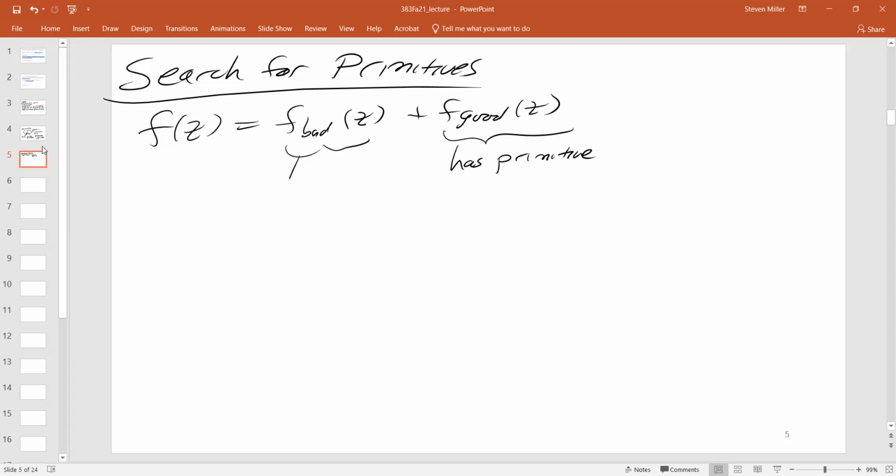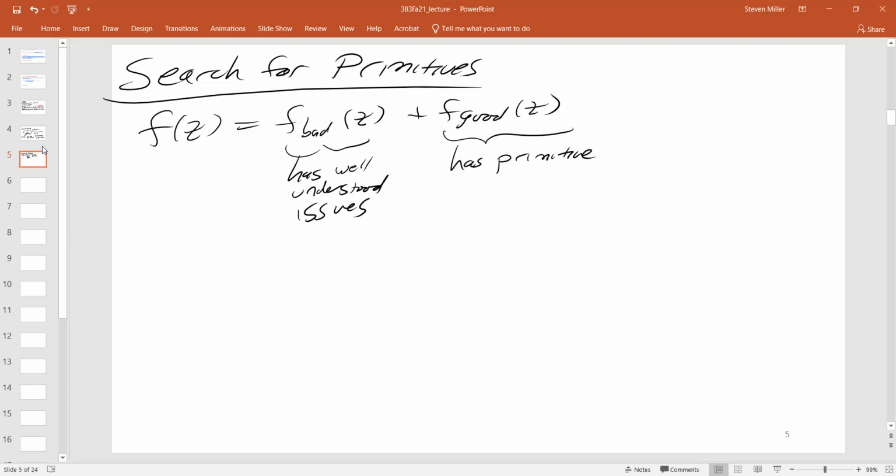And maybe here has well understood issues. And so the idea is we always want to reduce to a simple object that we can study. And so if there's a good part, remove the good part, and then just deal with whatever's left over.